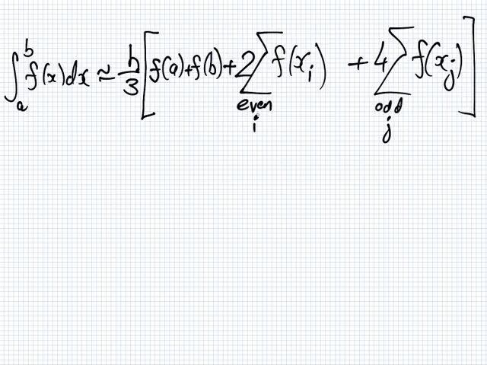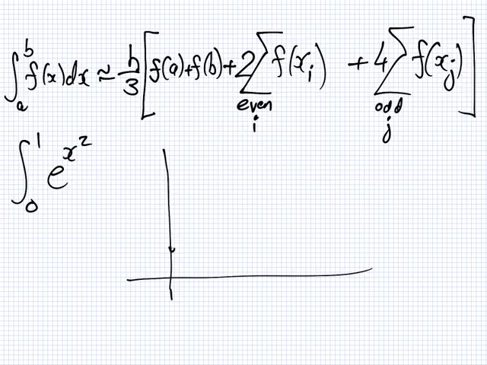Okay, let's have a look at an example. Let's go back to our example of e to the x squared. We want to calculate the integral from 0 to 1 of e^(x²). So the graph will look something like this. This point here is 0, 1. And this point here is 1, e. And we want the area underneath it.